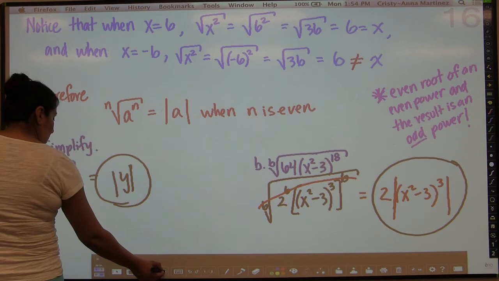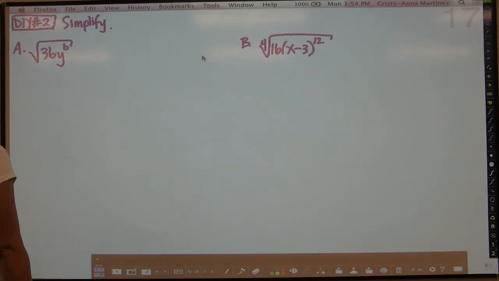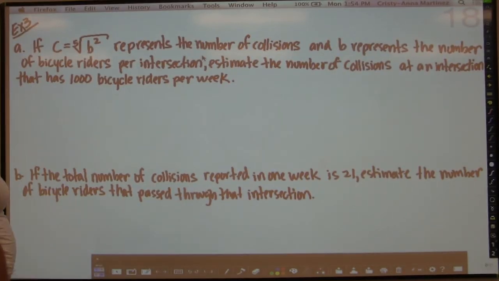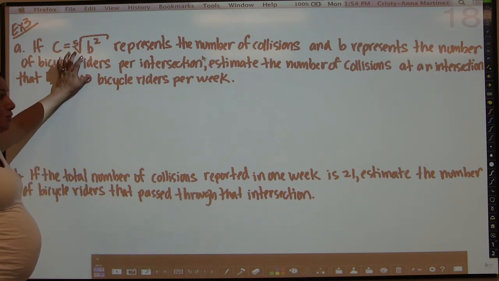And now you can try this do-it-yourself question. And then we have one more example, which is more of an application problem. And so it says, and this is referring back to the beginning of the lesson, there's like an introduction example about cyclists and whatnot. But basically, in a nutshell, what they're asking us is if c equals the fifth root of b squared, so we have our radical expression right here.